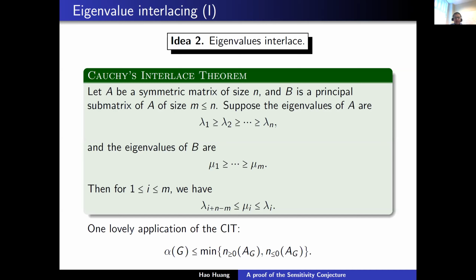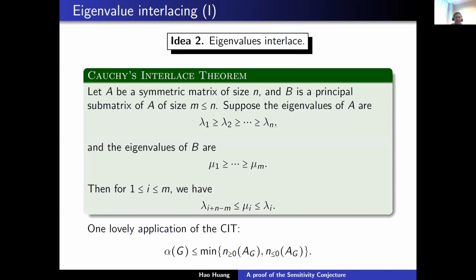We know both of them are symmetric matrices, so the eigenvalues are just real numbers. So we can sort all the eigenvalues in descending order. Let's assume that the eigenvalues are lambda 1 down to lambda n for A, and mu 1 down to mu m for B. And it turns out that for every i, we have the following inequality: lambda i is at least mu i, and mu i is at least lambda i plus n minus m.